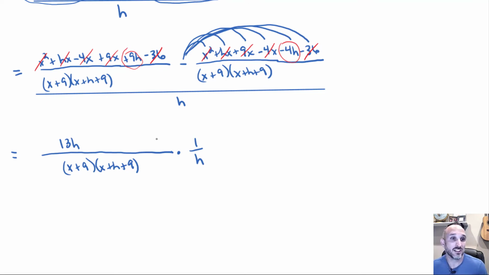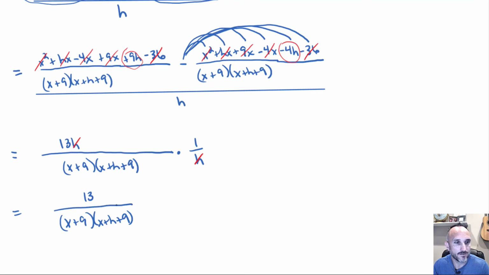Actually cleans up really nicely. Last, I'm going to multiply this fraction by 1 over h, and since everything's multiplication, I can cancel this h with this h, and my final answer is 13 over x plus 9 times x plus h plus 9.